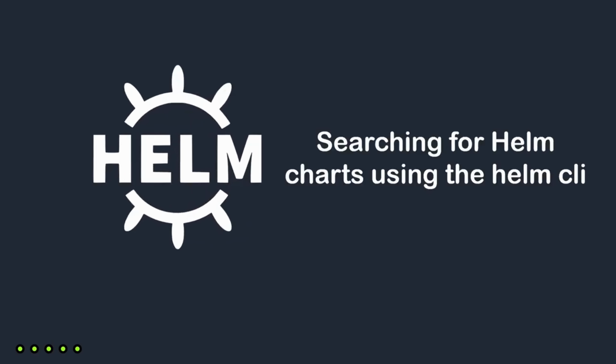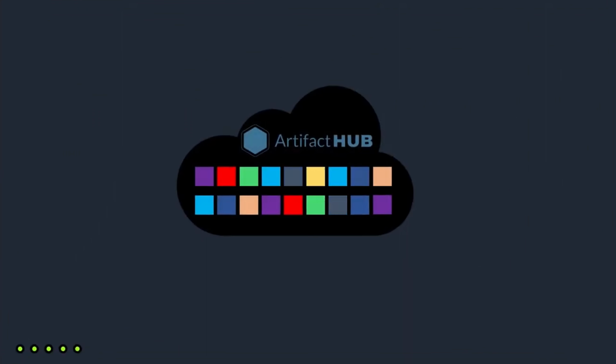In this lecture, we will learn how to search for Helm charts using the Helm CLI by executing Helm commands. The first step when working with Helm is to identify the Helm chart that we want to install, because as we know, there are thousands of Helm charts available.